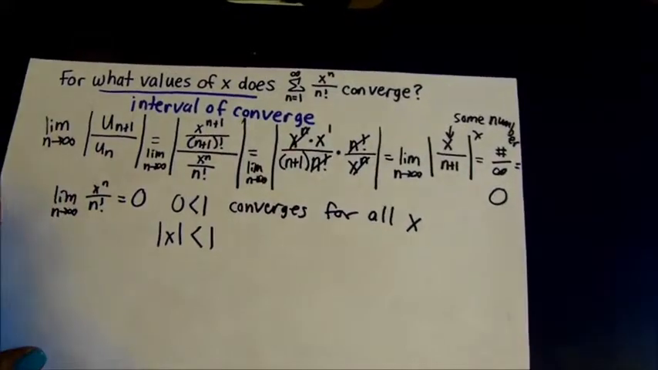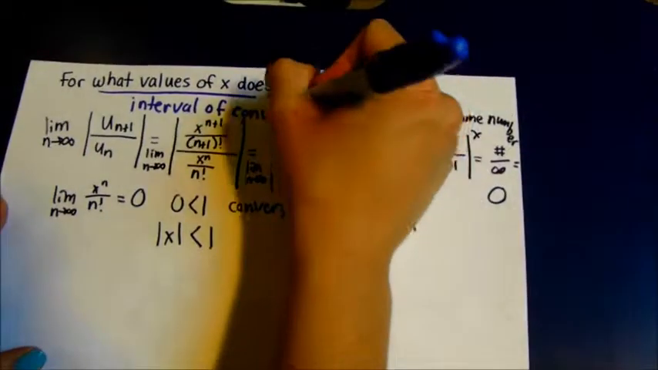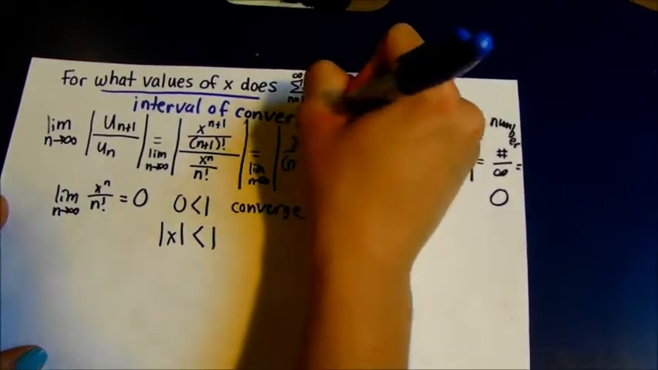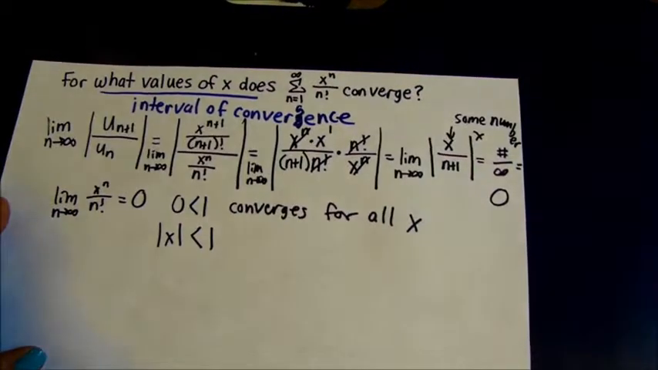Oh, I think I spelled that wrong. Wow, I'm sorry, I can't spell. Interval of, oh, I just didn't finish it. I'm all over the place.